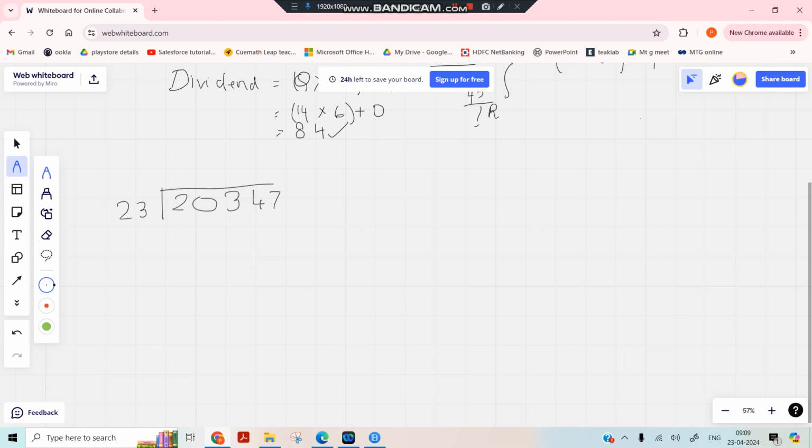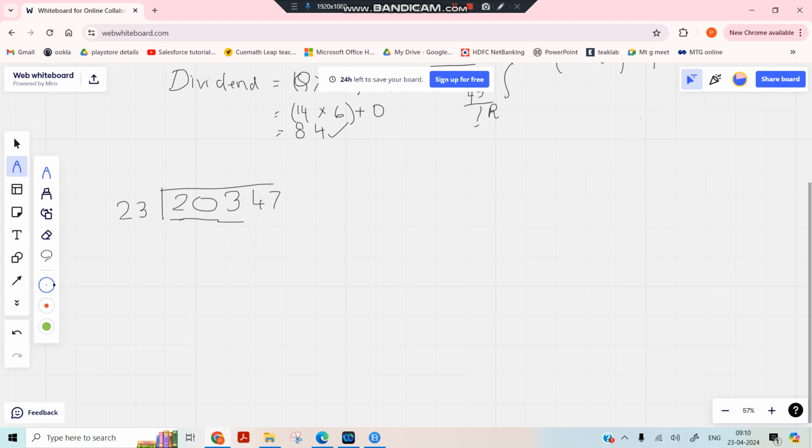Okay. So the first step, we take the first digit 2. 2 definitely doesn't come in the table of 23. We'll take the first two digits 20. 20 also doesn't come in the table of 23. So we'll take the first three digits 203. Now 203 will definitely come somewhere in the table of 23, but assuming that we do not know the table of 23, we have to do a bit of estimation and trial and error.